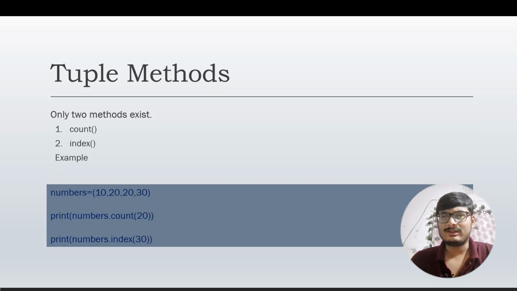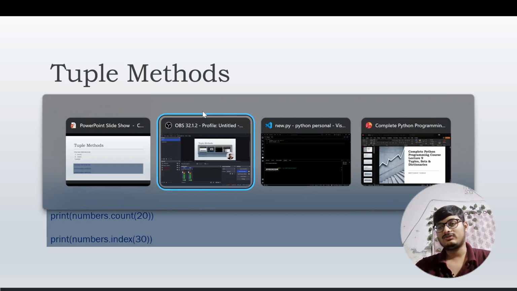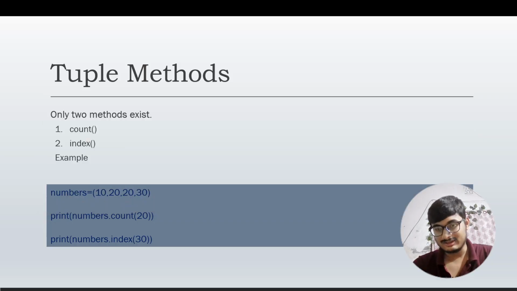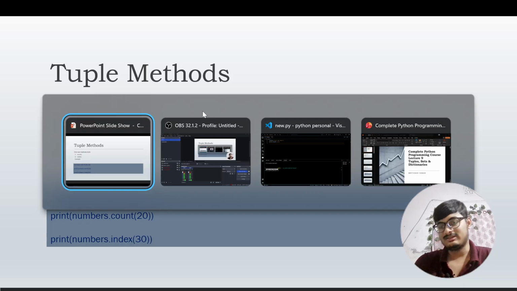Now tuple methods. Tuple has only two methods, which are count and index. Since tuple is immutable, we cannot make changes to it, so there are only two methods, count and index. Count is used for counting something, like how many times it is present.